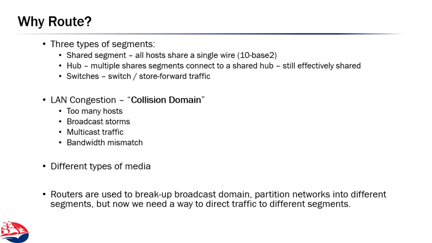So why do we even need to route? Why was this technology invented? Well, it turns out that we want to be able to control the growth and management of a network segment. There are three different kinds of segments that we can have in a network. In the old days, we had one kind of segment that was called a shared segment, and it was based on some technology called 10Base2. And literally, there was a common wire that was run from one end of a building to the other end of a building, and that one wire had everybody connected to it.